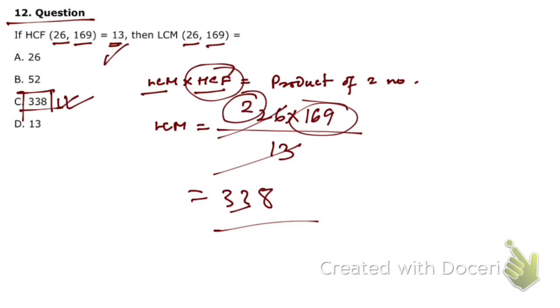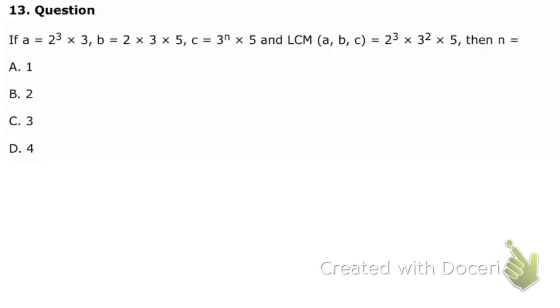So now let's move on to the next question. Question number 13. Here A is equal to 2 cube into 3, B is equal to 2 into 3 into 5, C is equal to 3 to the power n into 5. The LCM of A, B and C is equal to this one. Then what is the value of n?